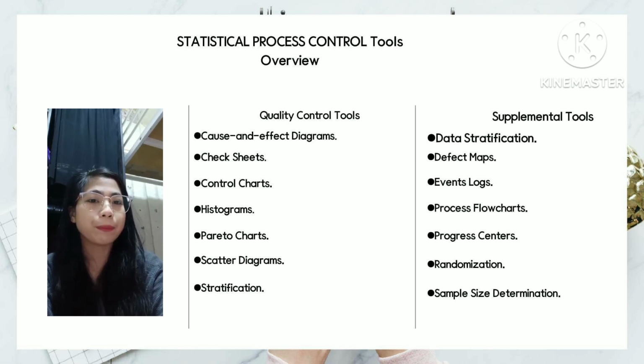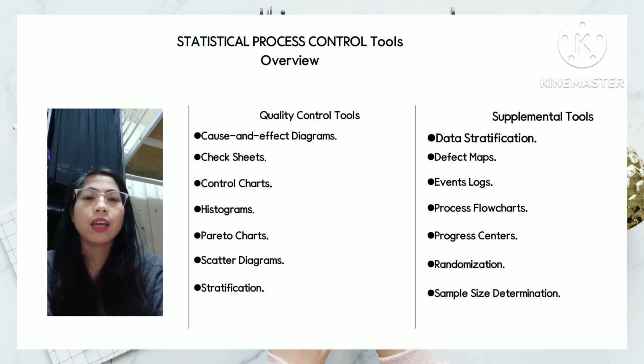Stratification. This tool separates data to make patterns easier to identify. Stratification is the process of sorting objects, people, and data into layers or distinct groups. It is ideal for data that comes from different sources. Supplemental tools. Data stratification, a variation of the stratification tool mentioned above. Defect maps. These maps help visualize and track a product's defects, identifying the physical location and types of defects. Each found defect is identified on a map.